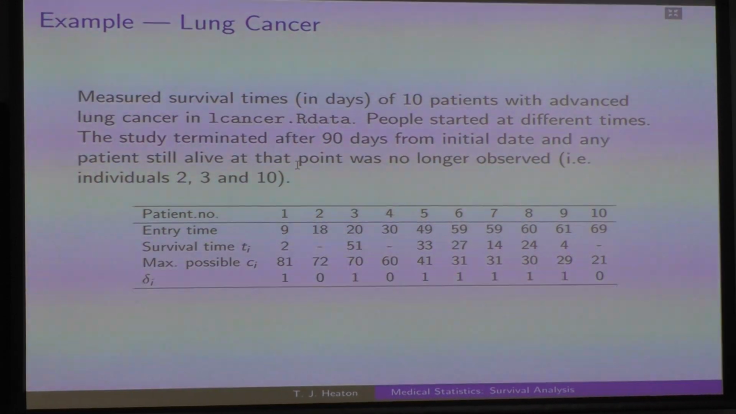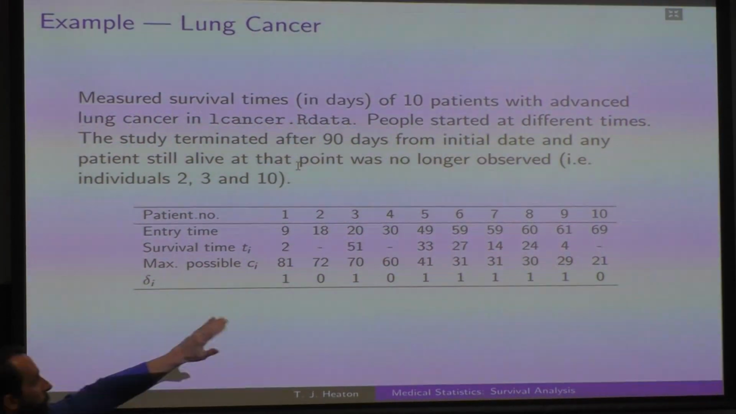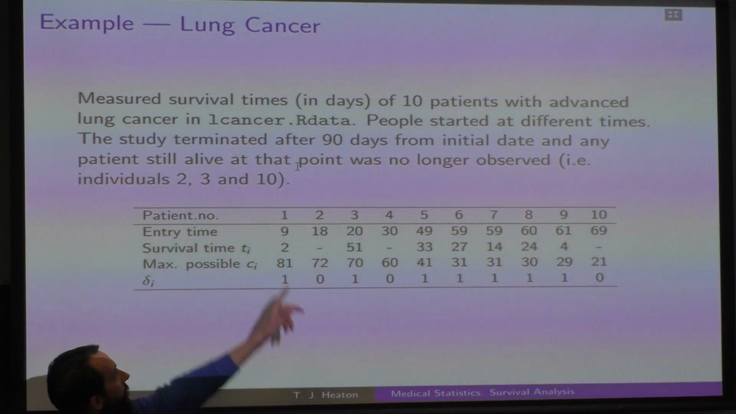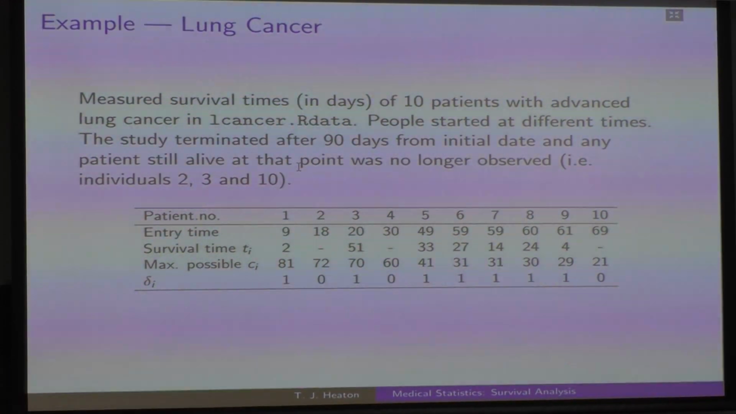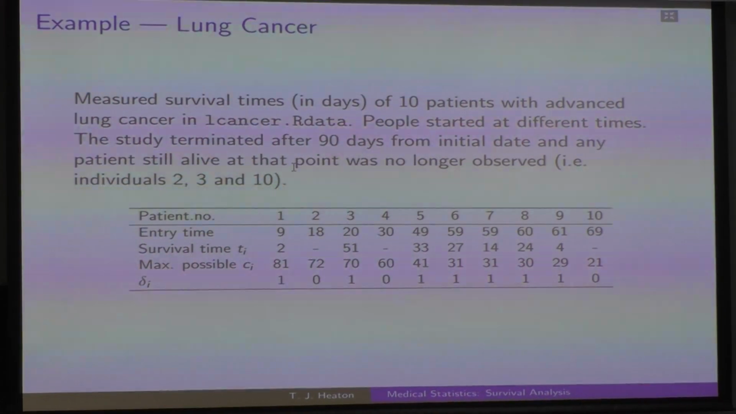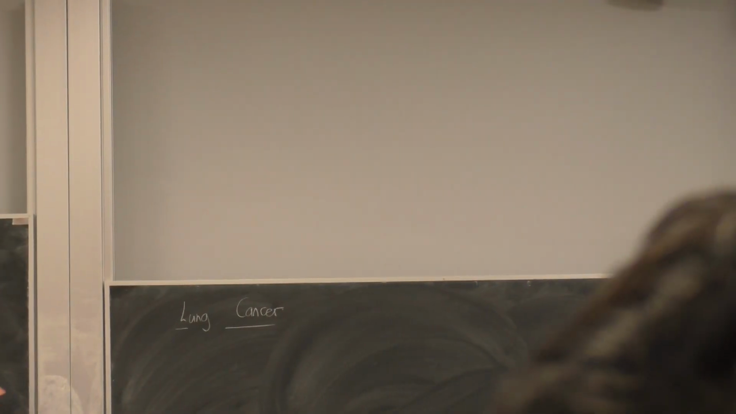What we're going to try and do is find out about the underlying failure time distribution when we have censoring, as we do here. So the first thing we should always do, this is horrible chalk, is plot a Kaplan-Meier estimate.